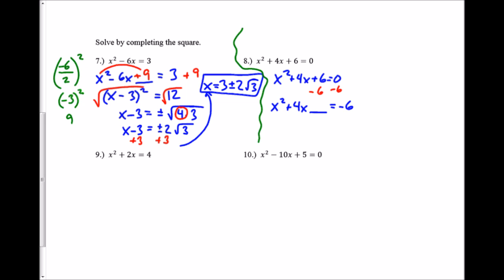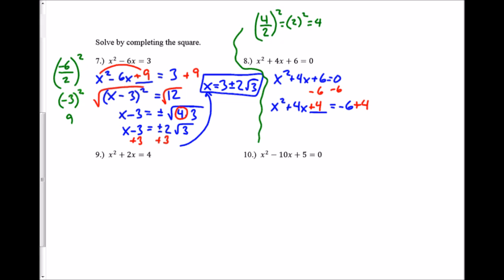Now I complete the square. I do the same thing I did earlier. Take this off to the side. I take the b value, which is 4. I divide it by 2. And then I square the whole thing. So 4 divided by 2 is a 2. And then I square it, which gives me a 4. So now I know to create a perfect square trinomial, I have to add a 4 right here. But whatever I do to one side of the equation, I also have to do to the other side of the equation. So I add 4 to the other side as well.